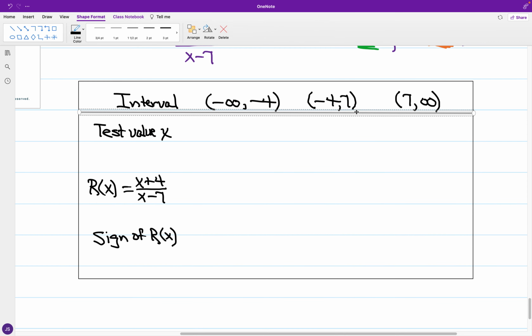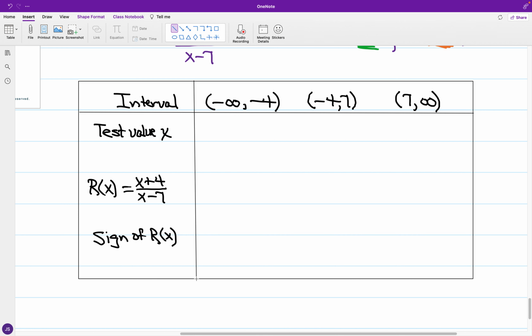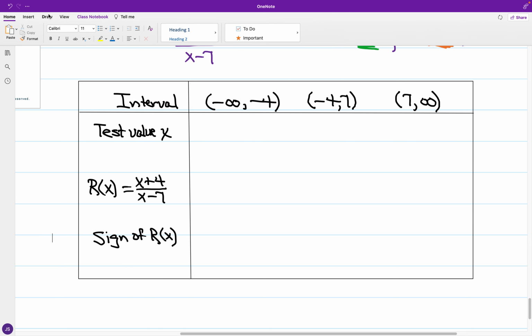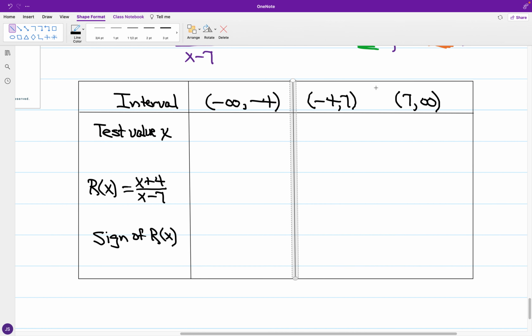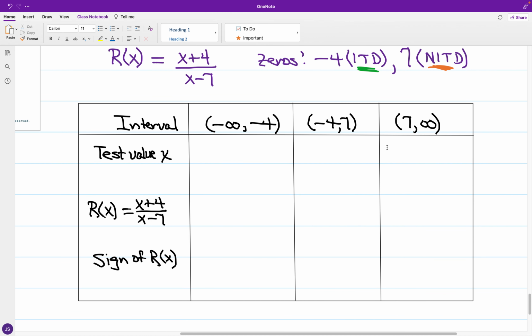Okay, so I have these three interval sections, and looking at supplying test values for the input. For the first one, we're looking at selecting a value of x that is less than -4. For the next, the values we can select must come from those greater than -4 and less than 7. And for the remainder, the value selected must be greater than 7.